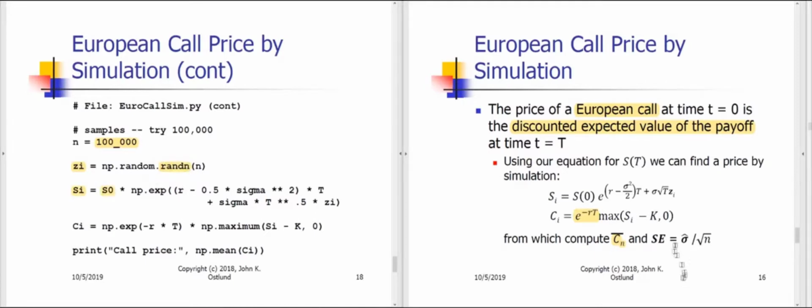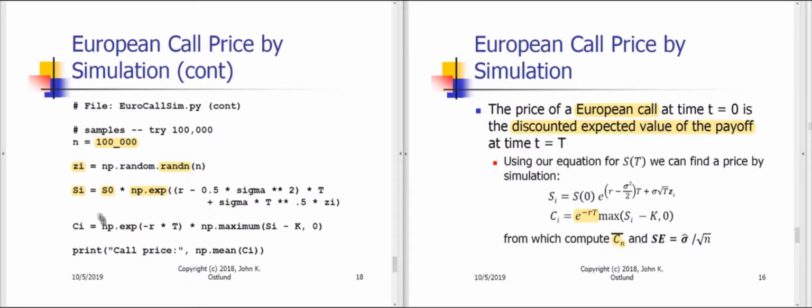Then for each of these samples, we need to compute S sub i, that is the stock price at time T, for each of the z sub i's, each of the sample standard normal draws. Fortunately for us, we can use the vectorized e to the x function in NumPy to do this for all of the S sub i at once, rather than having to do this in a loop. So if you compare our code for S sub i on slide 18 with the formula on slide 16, you'll see that we're computing the correct thing.